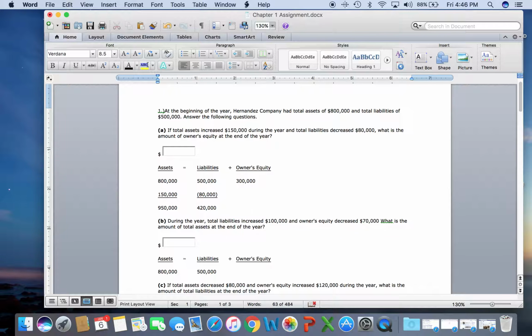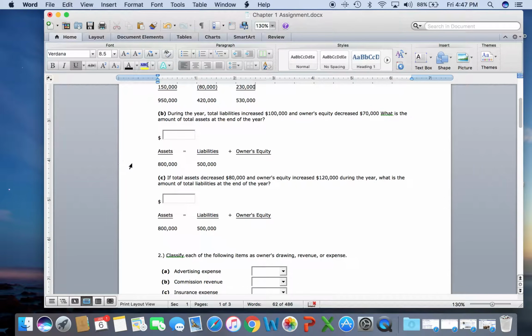Now it says, what is my owner's equity going to be? Again, just like we did earlier, take the 950,000 minus 420,000. That will leave me with 530,000. And you're going to bring it here, so we know right here, this went up $230,000. And now we are in balance. All right, let's continue on to the next one.